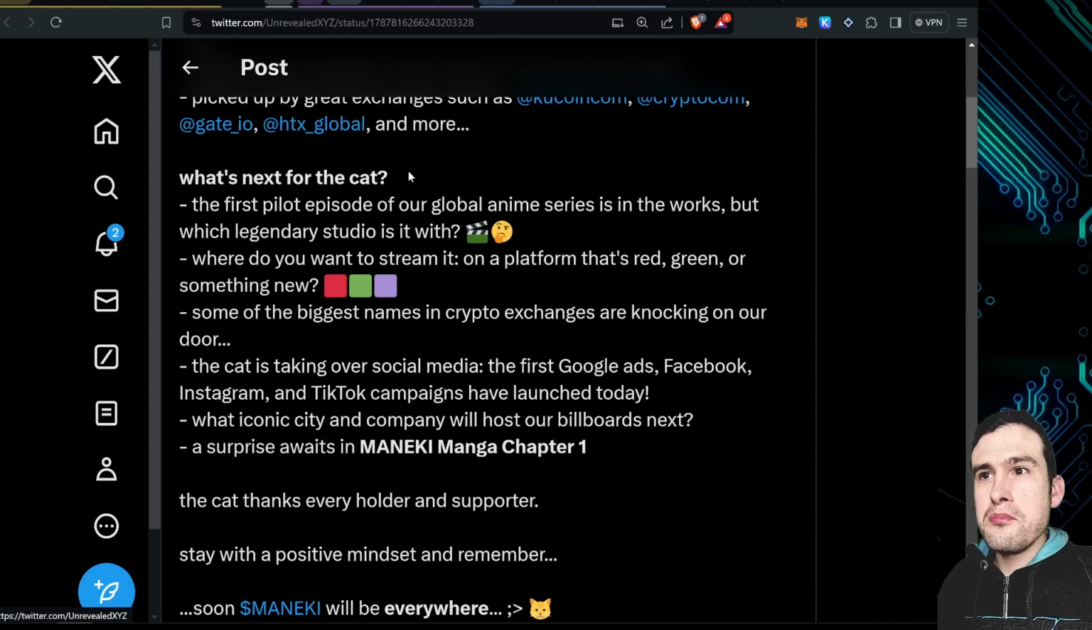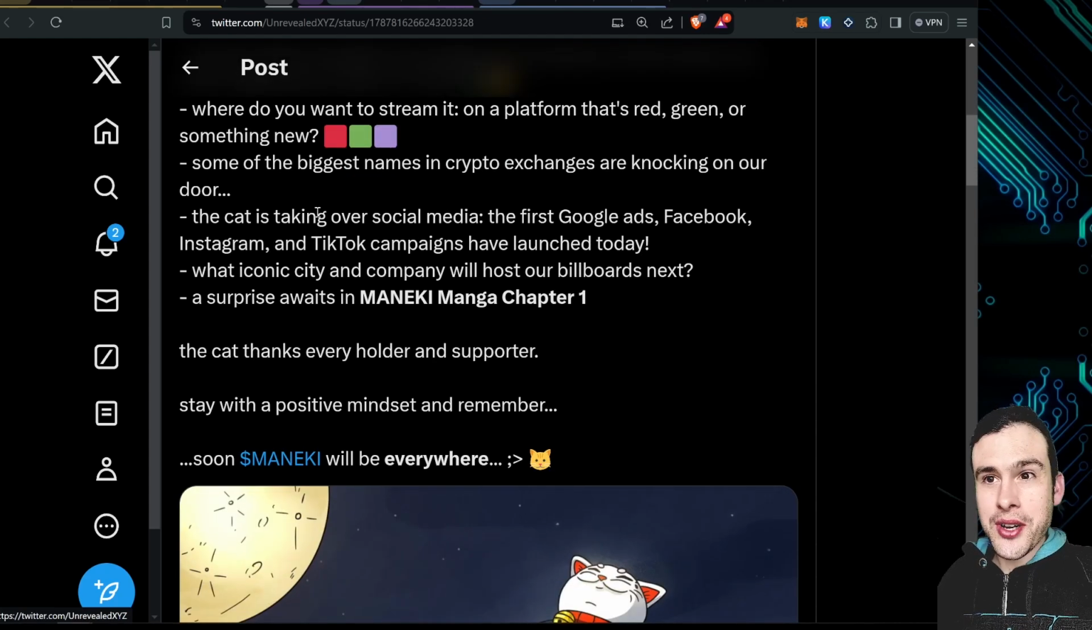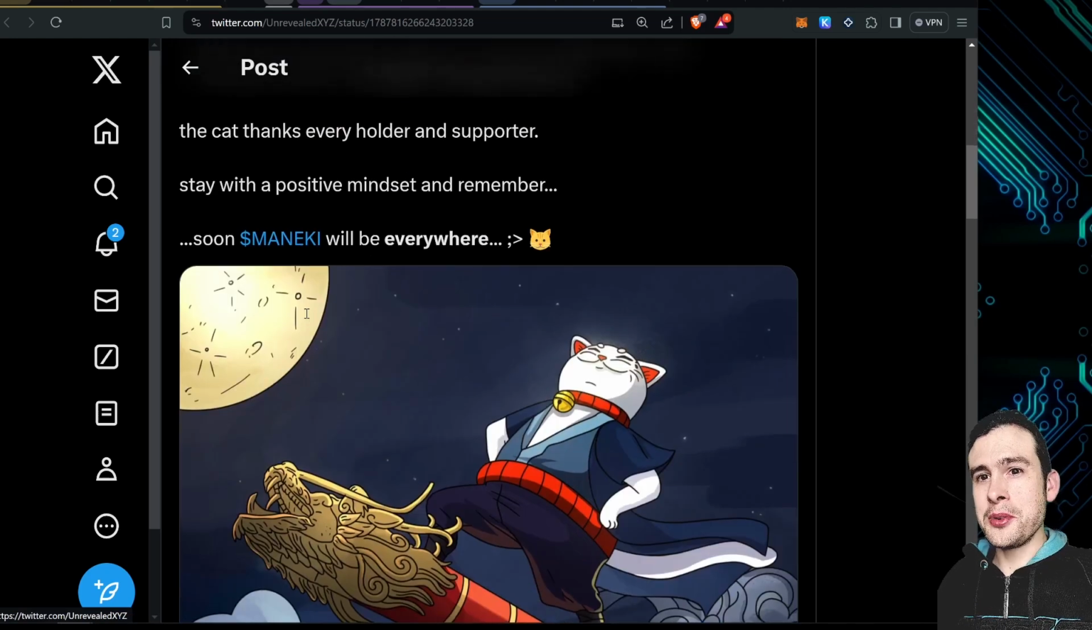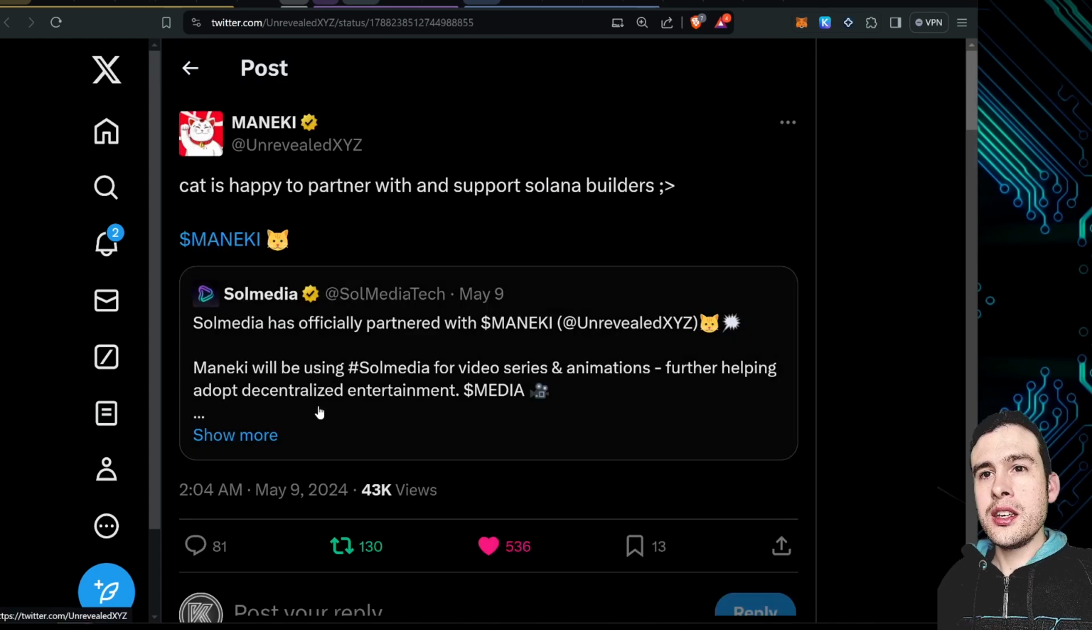They've got a new mini anime series in the works, which is really cool. They just registered their trademark, so they're a brand now, which is really cool. They've got manga as well: surprise awaits in Maneki manga chapter 1. So these guys are really pushing. I've got faith in this. I don't know if it's wasted, but I think these guys are really pushing quite hard. And I'm pretty impressed.